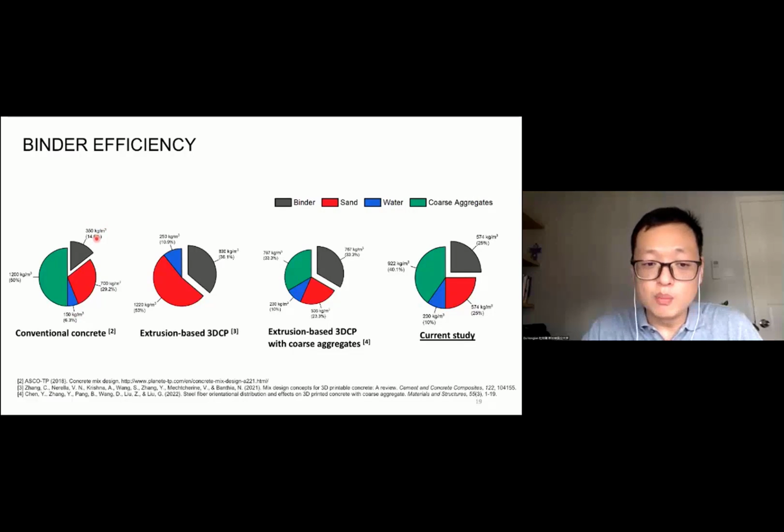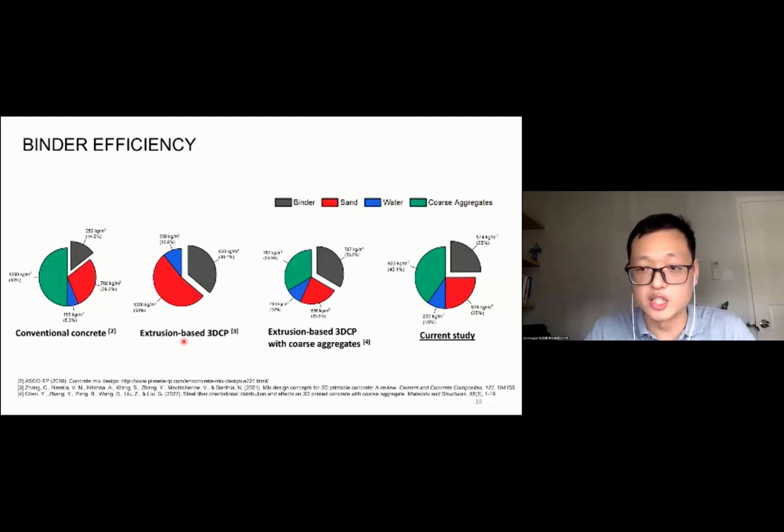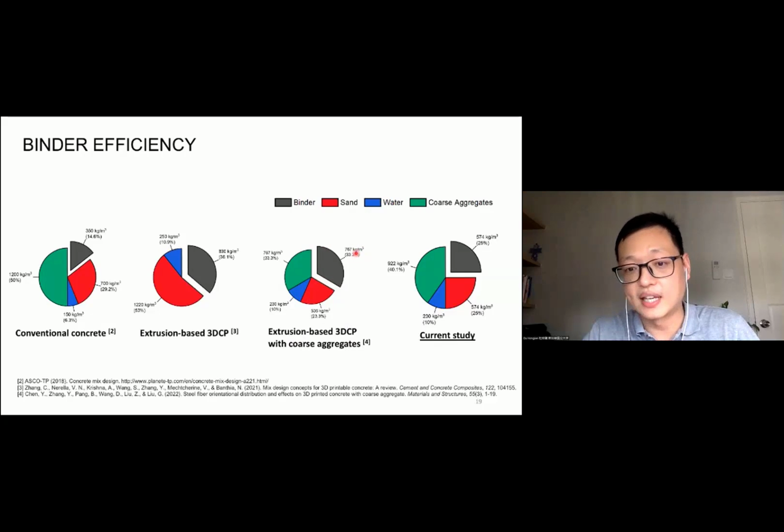For most of the 3D printing studies at this moment, we don't have a lot of coarse aggregate yet, even though we appreciate the outstanding work from different researchers. They are trying to incorporate coarse aggregate in 3D printing concrete. Even with the coarse aggregate, in the studies we compared, the cement used is about 770 kilograms per cubic meter.